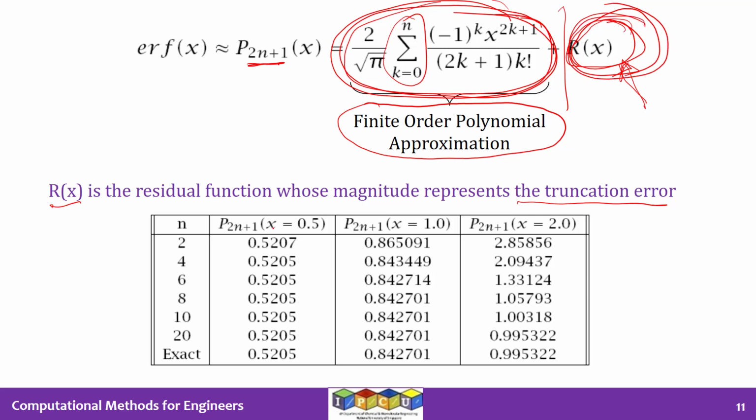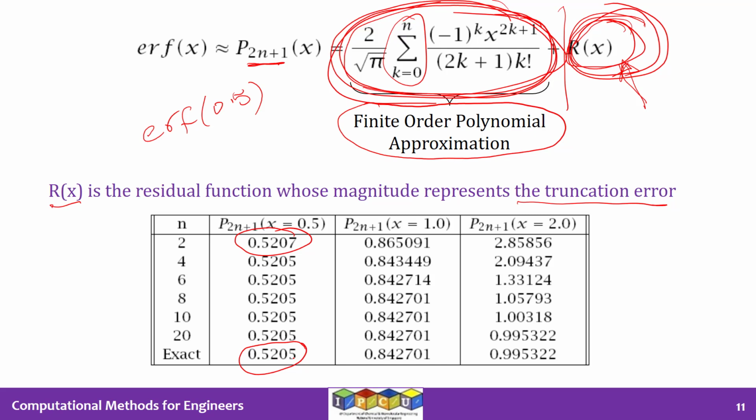As examples, you can see what happens when x is equal to 0.5. Let's try to evaluate ERF of 0.5. Now, if you just use n is equal to 2, that means you stop when k equals 2, the value that you get from this finite order polynomial approximation is 0.5207. The exact value is 0.5205. That means if you do the infinite series and you sum it up, you will get 0.5205 to be the exact answer for ERF of 0.5.